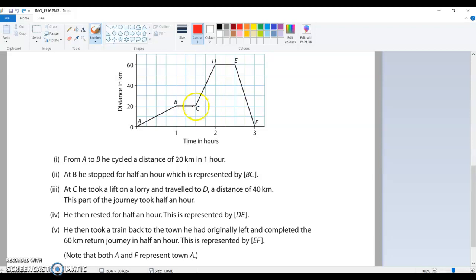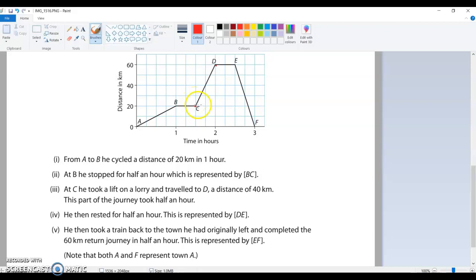Then between C and D, he gets going again. Now, we can tell between C and D, he is traveling faster than between A and B. How can we tell? The line is steeper. So the steeper these lines, the faster you are traveling.